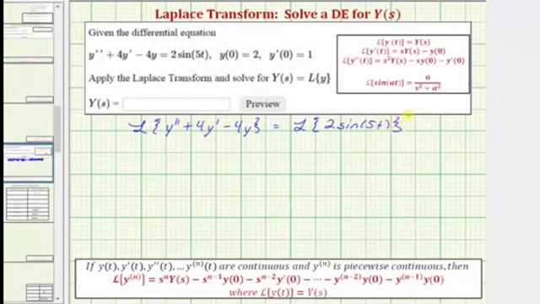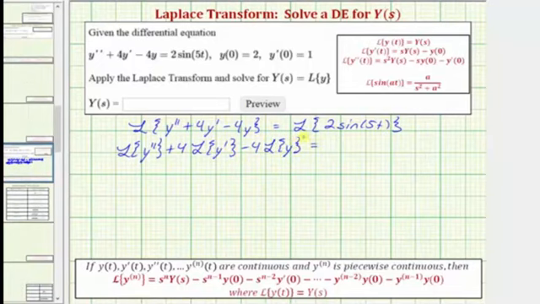Now for the next step, we'll use properties of Laplace transforms to rewrite the left side as the Laplace transform of y double prime plus 4 times the Laplace transform of y prime minus 4 times the Laplace transform of y equals, on the right side, let's write this as 2 times the Laplace transform of sine 5t. And now we'll determine each Laplace transform and then solve for big Y of s.